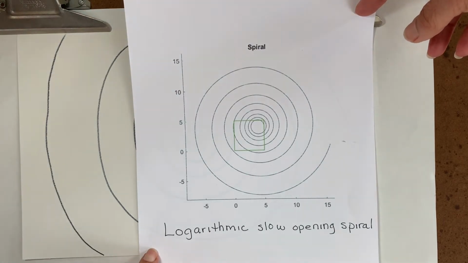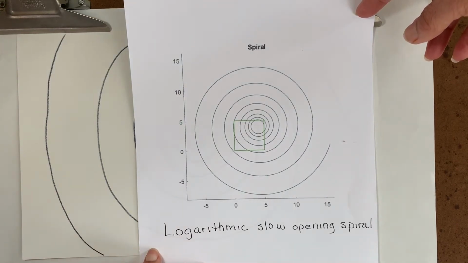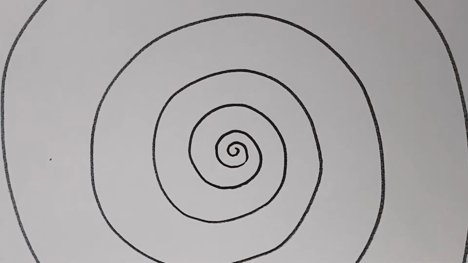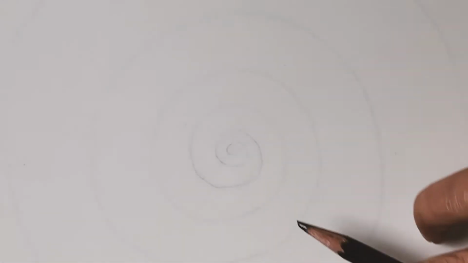You can always download one from the internet. Just search for logarithmic slow opening spiral. Here we have my imperfect spiral. Let's take a piece of paper, put it on top of the spiral. In order to make the drawing process easier, we're going to take your Sharpie marked imperfect spiral, or the one you downloaded from the internet, and lay a piece of sketch paper on top of it.